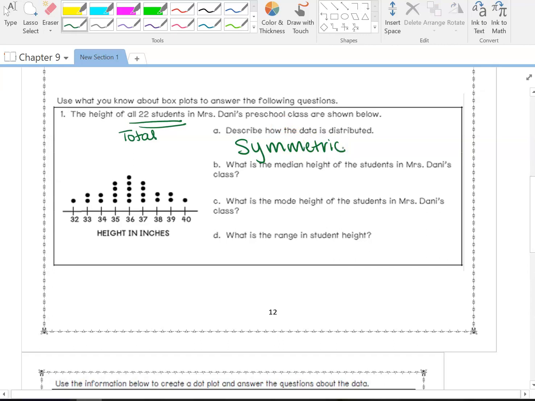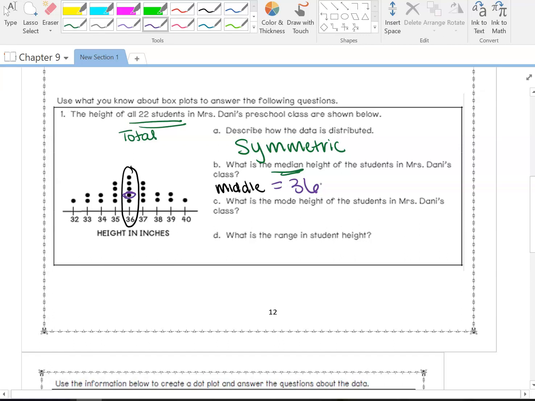It says, what is the median height of all the students in Mrs. Danny's class? So remember, median is the middle. You can look to see if it's symmetric where the middle will fall. So it's probably going to fall in the 36 data range, but we can count just to be sure. Remember, there's 22, so that means 11 is going to be your middle. So 1, 2, 3, 4, 5, 6, 7, 8, 9, 10, 11. That's your 11th piece. So the middle is going to fall with 36.